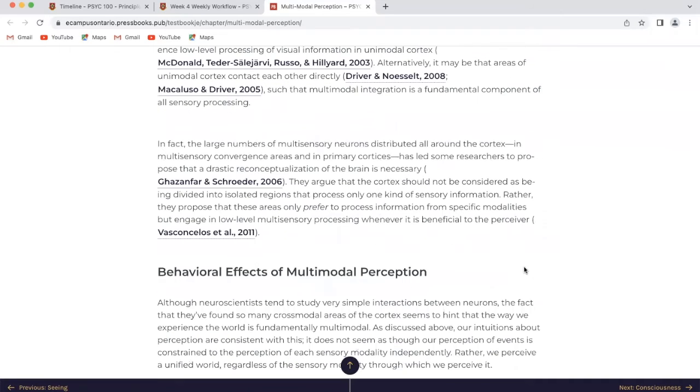In fact, the large numbers of multisensory neurons distributed all around the cortex, in multisensory convergence areas and in primary cortices, have led some researchers to propose that a drastic reconceptualization of the brain is necessary. They argue that the cortex should not be considered as being divided into isolated regions that process only one kind of sensory information. Rather, they propose that these areas only prefer to process information from specific modalities, but engage in low-level multisensory processing whenever it is beneficial to the perceiver.